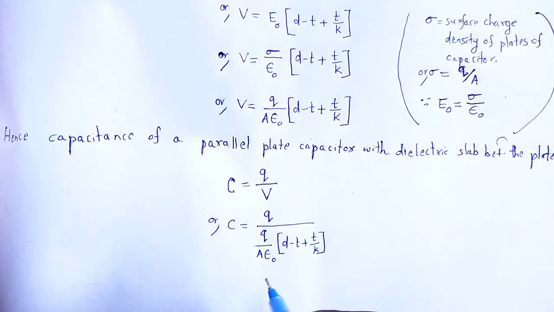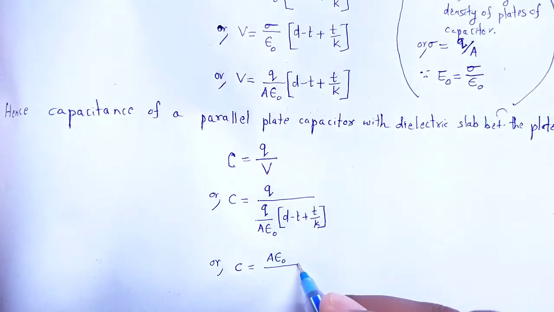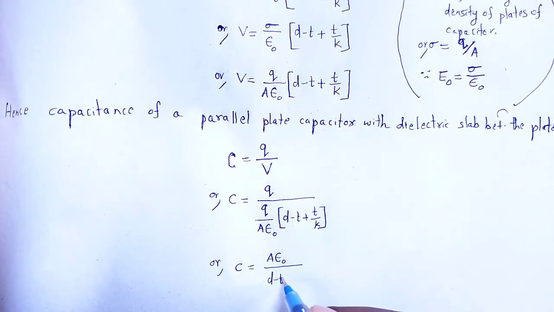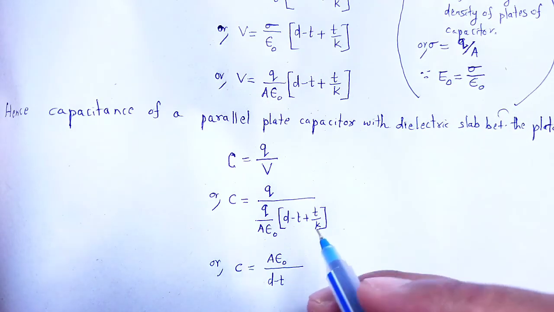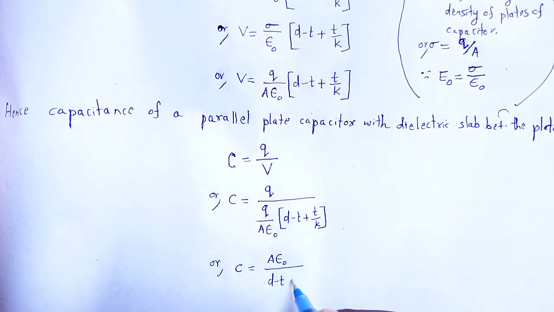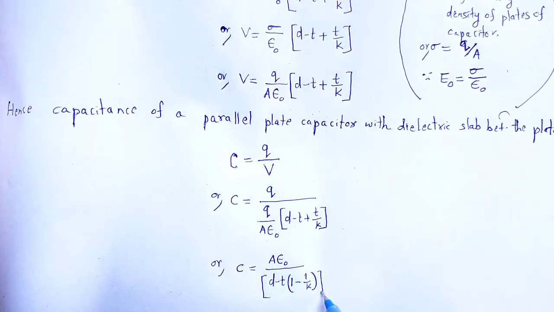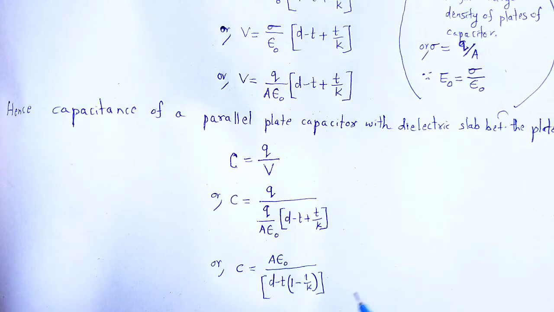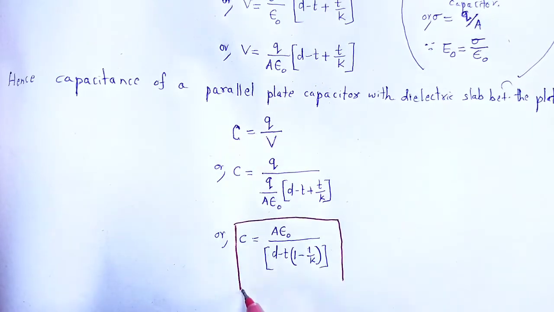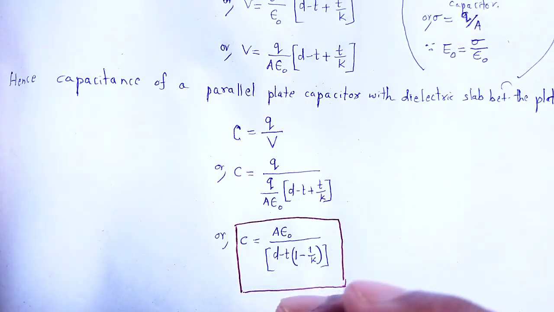Q cancels out. So, capacitance C is equal to A epsilon naught divided by, if we take d minus t as common, so d minus t as common inside that bracket, between these two terms we have 1 minus 1 by K. That is the required expression for capacitance of a parallel plate capacitor with the dielectric slab between the plates: d minus t whole into 1 by K.